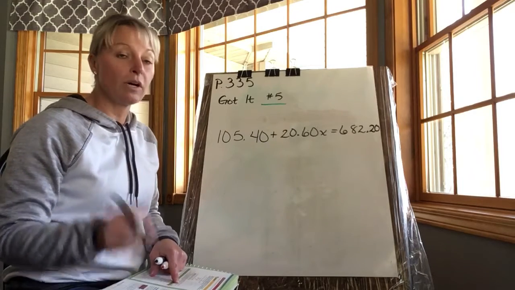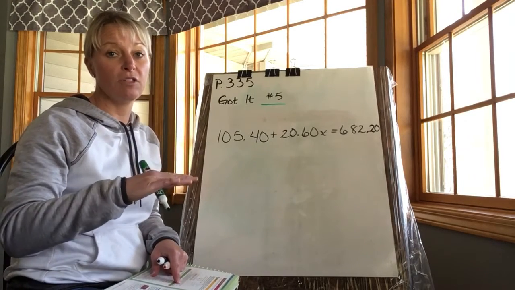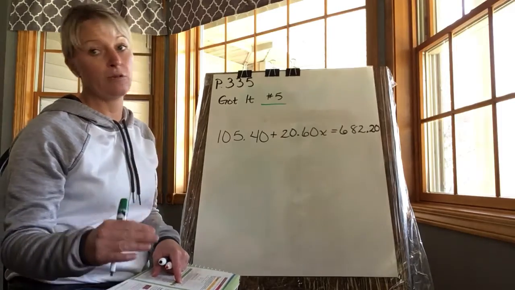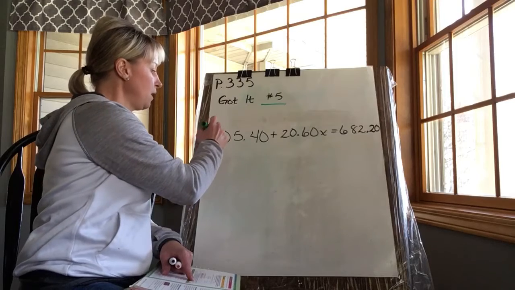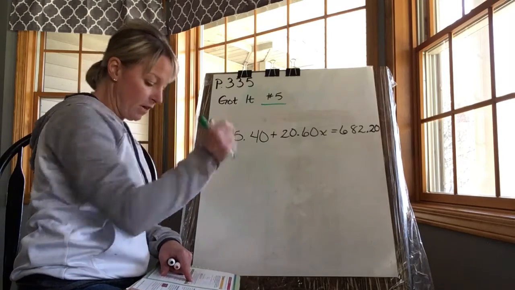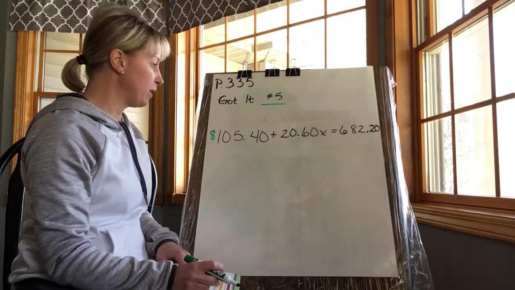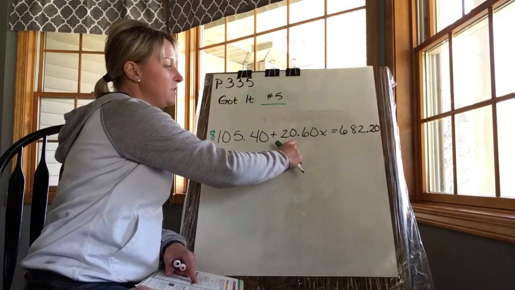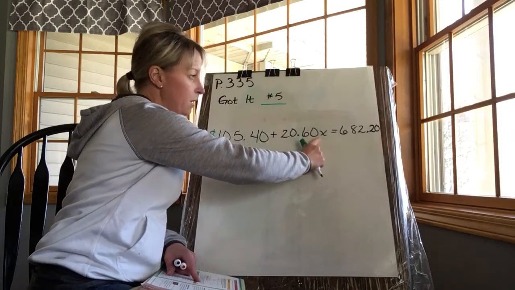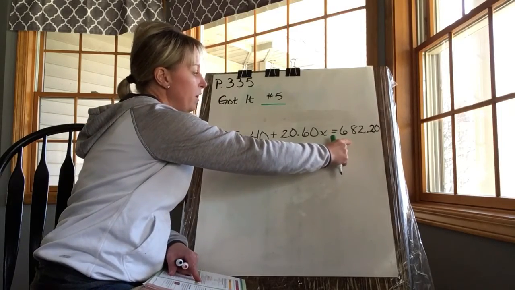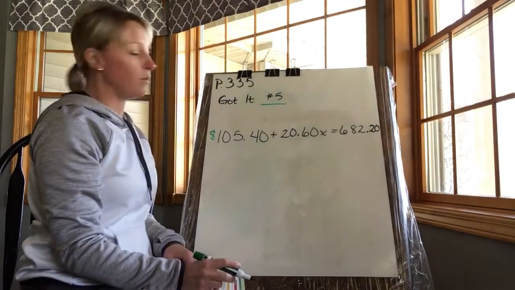Okay, we're going to get to problems where that's all you get. You need to create the equation. So you start with the amount. He already has $105.40 because that's what he paid. And then it's $20.60 per month. And this is what he needs to end up with. So now we just solve it like normal.